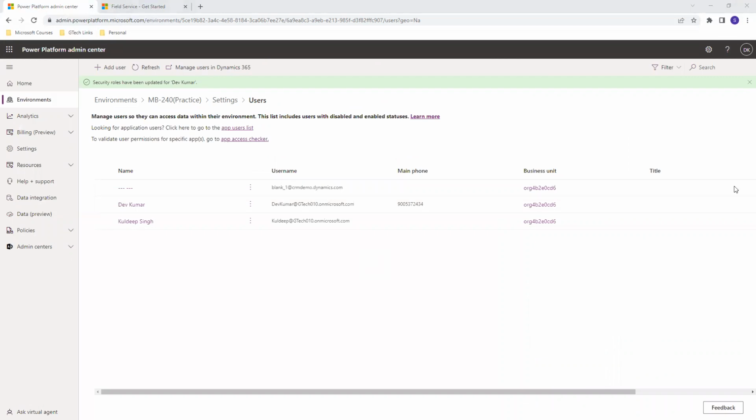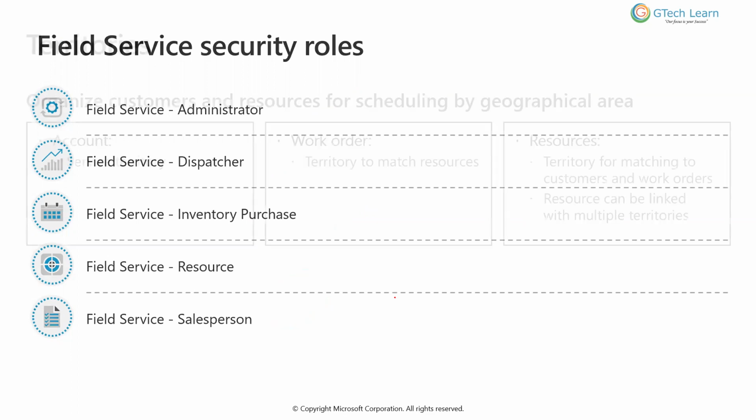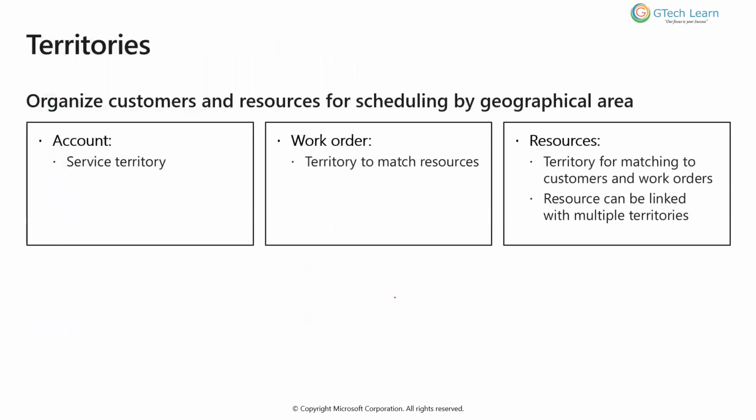Now let's come back to the PowerPoint slide again. So we just saw how we can add the role to the respective persons, and we understand what the different roles are that are going to be available and which role is going to be utilized for which kind of perspectives. The next thing we have in line, which is the most important thing, is territories. So territories is going to be a most important part.